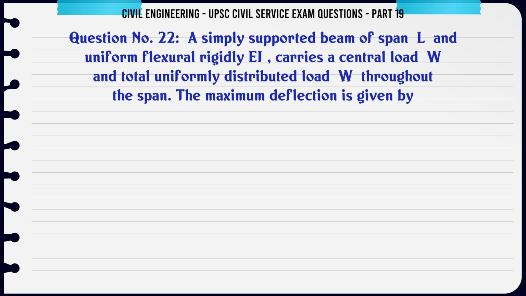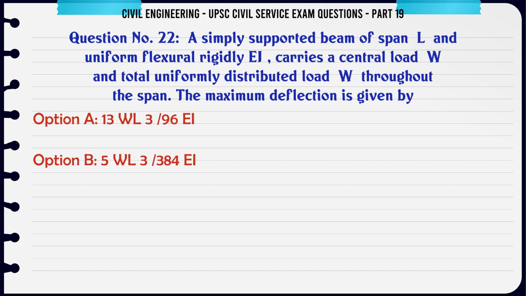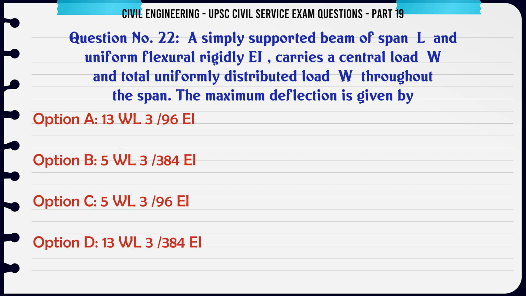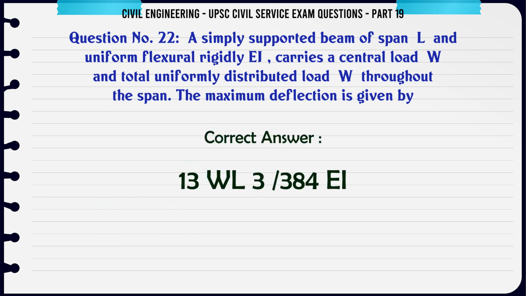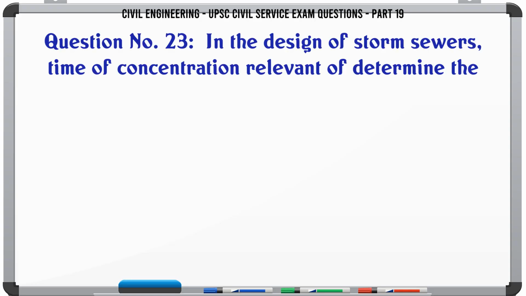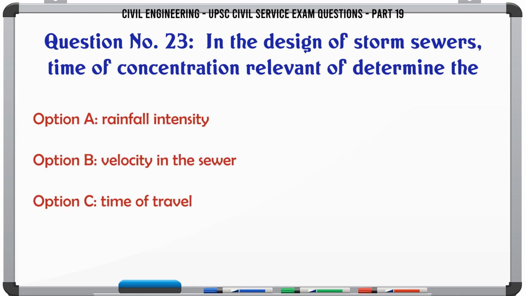A simply supported beam of span L and uniform flexural rigidity EI carries a central load W and total uniformly distributed load W throughout the span. The maximum deflection is given by A. 13 WL^3/96 EI, B. 5 WL^3/384 EI, C. 5 WL^3/96 EI, D. 13 WL^3/384 EI. The correct answer is 13 WL^3/384 EI.